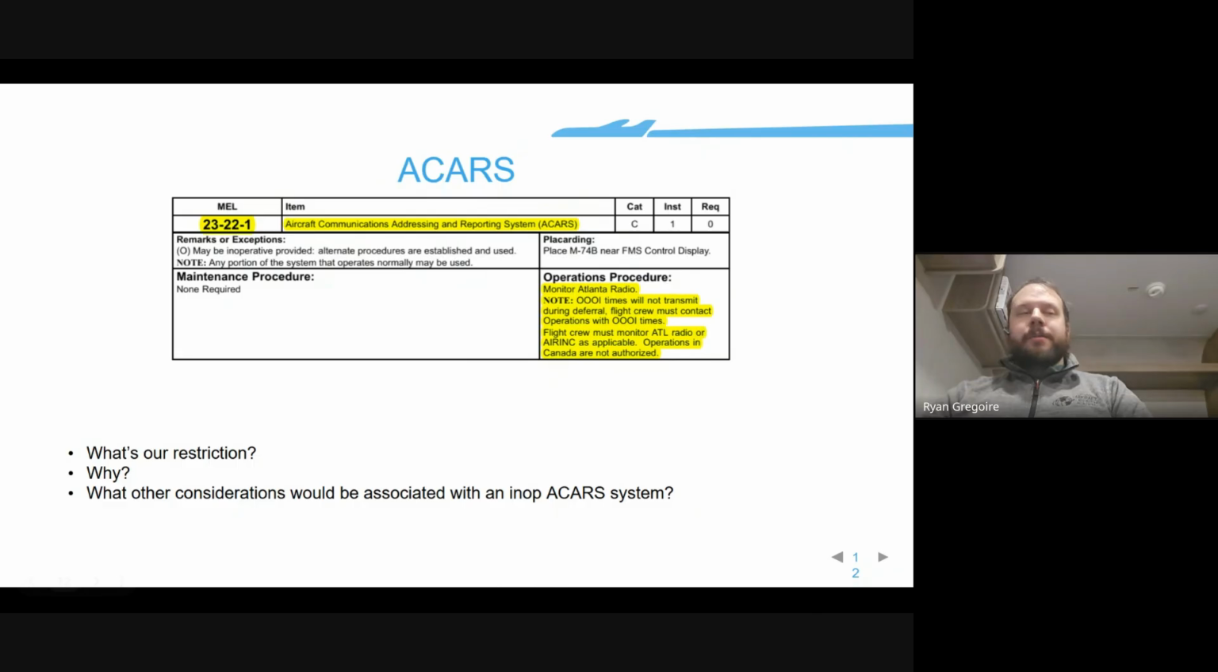Just to throw this in front of them a few times, reminding them, hey, by the way, remember, monitor your ARINC radio because your ACARS doesn't work.